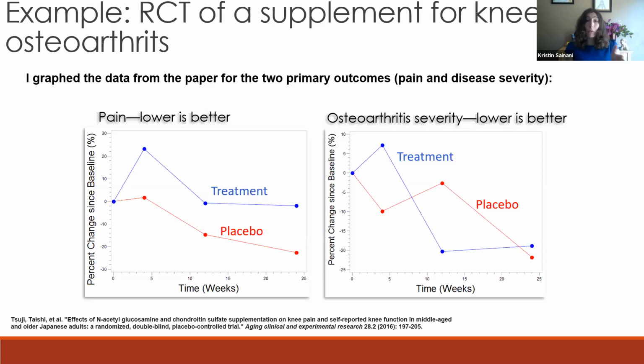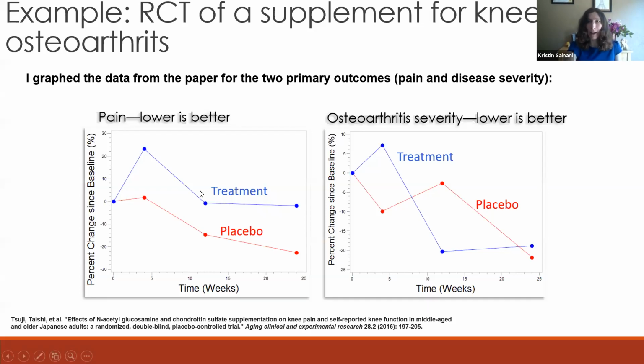4 weeks, 12 weeks, and 24 weeks. So on the x-axis here, we have time in weeks. And on the y-axis, we have the percent change since baseline. And I put the outcome in percent change since baseline because it just makes it a little easier to compare treatment and placebo here. So treatment is in blue, placebo is in red.